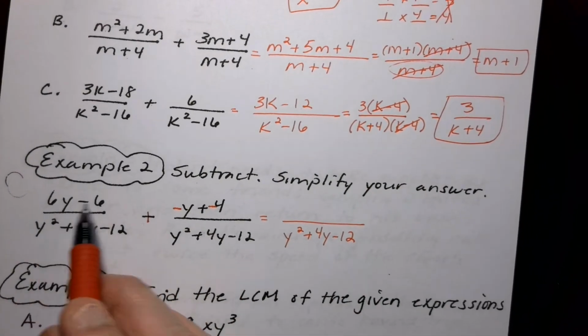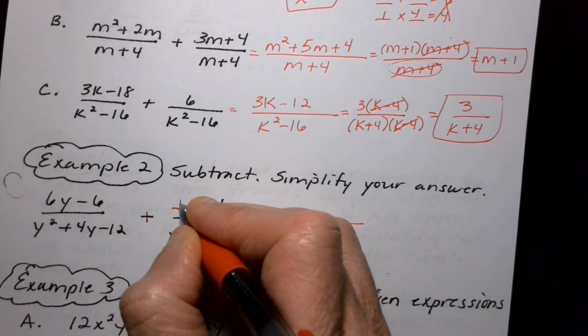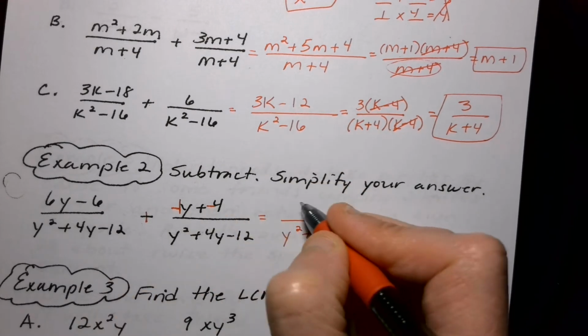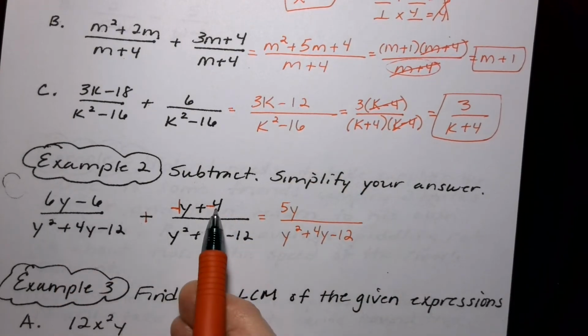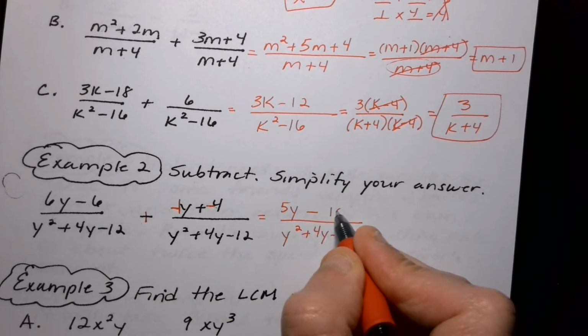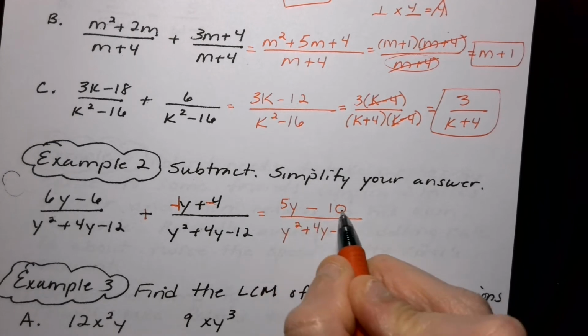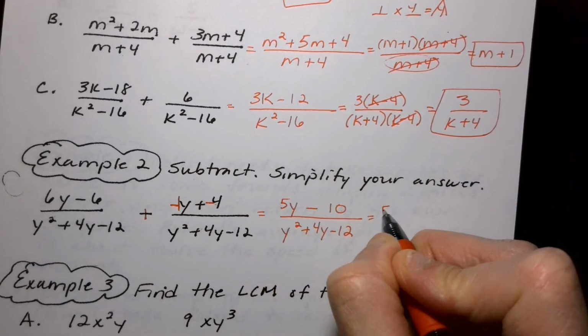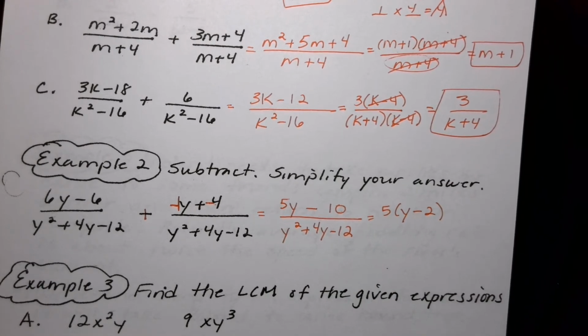So do I have any other y's? I do. I've got a minus y. So I've got a 6y minus y. Remember, it's a 1y. So that's 5y. Do I have any other wholes? I do. I have a negative 6 and a negative 4, which is a negative 10. And now we simplify. I see there's a common factor of 5. So I'm going to divide them both by 5, get y minus 2.